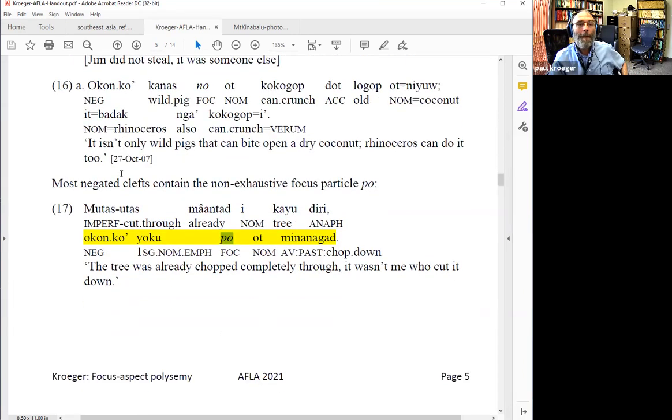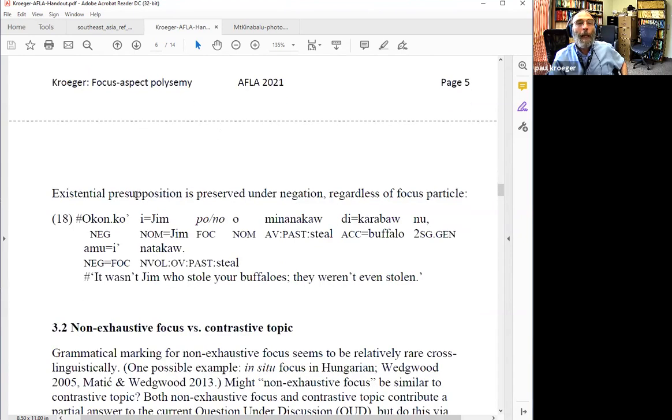All right. One more point about negation. The existential presupposition, which is typically associated with a cleft, is preserved with or without a particle, regardless of what particle is there. So if you say it wasn't Jim who stole your buffaloes, with no or pa or no particle, doesn't matter, you can't then deny they were even stolen, right? There's something contradictory about that too. There's a presupposition that the event in fact did take place. Somebody did it.